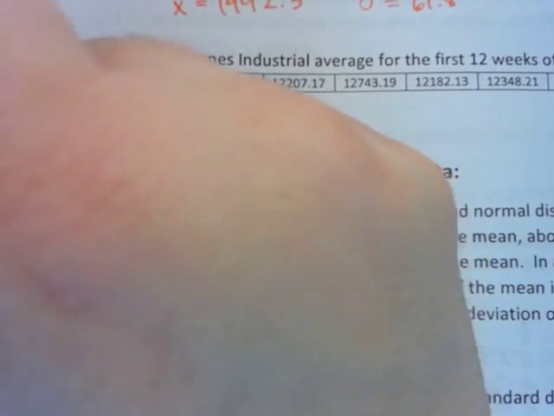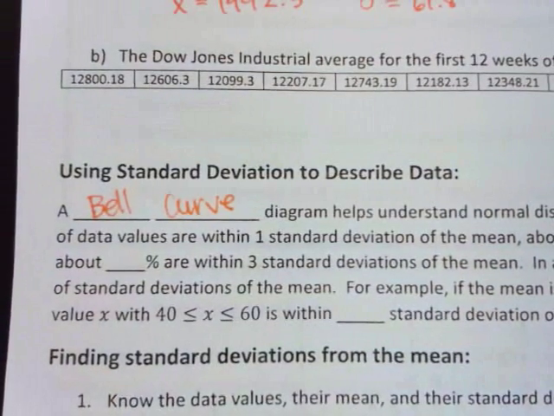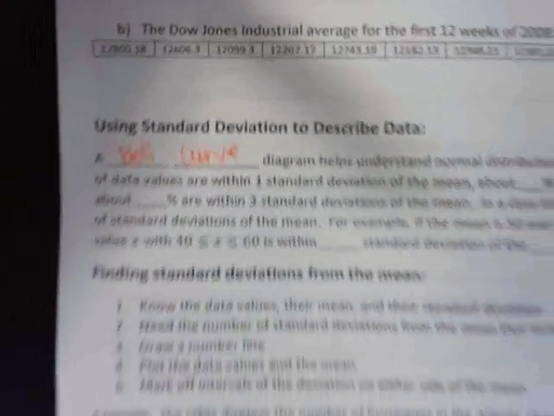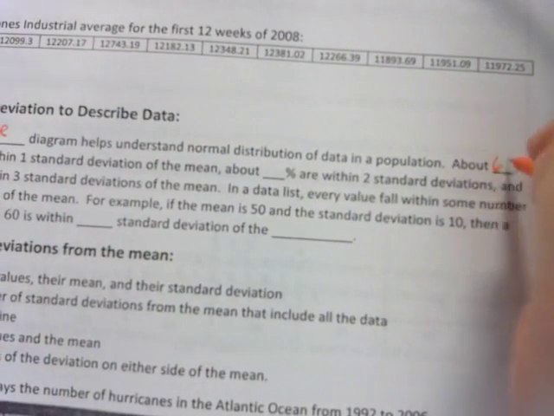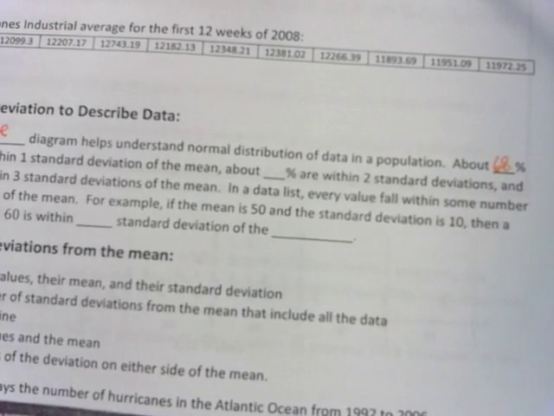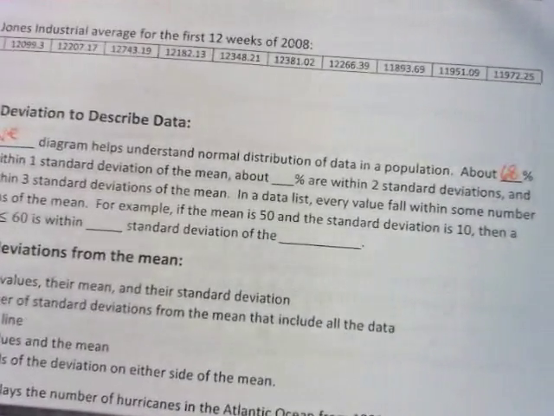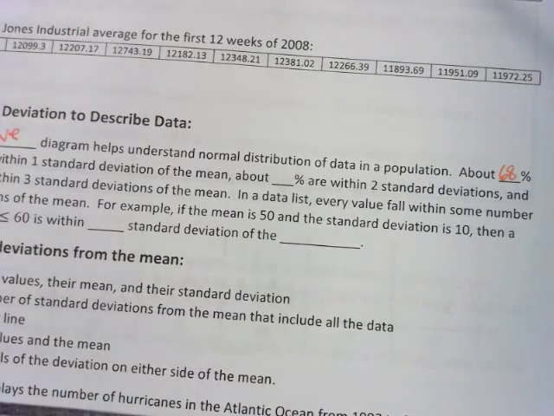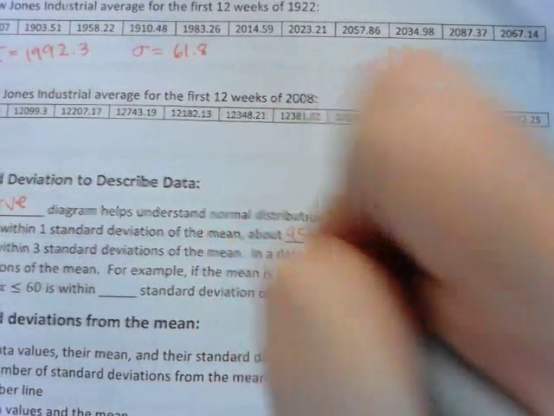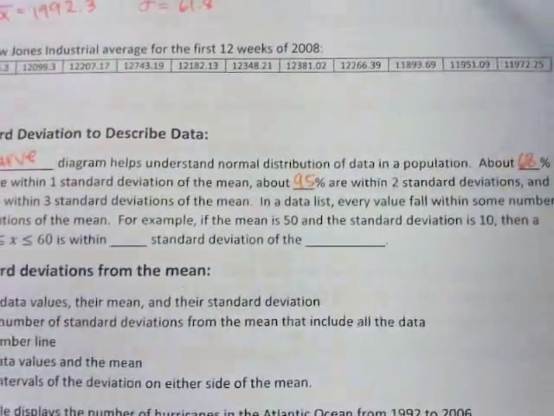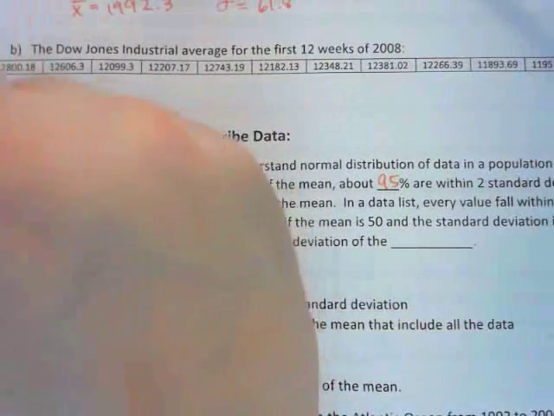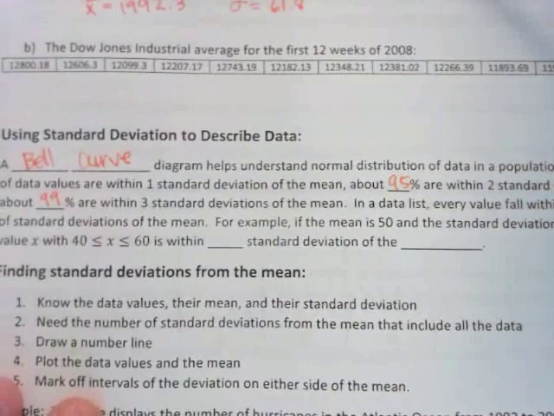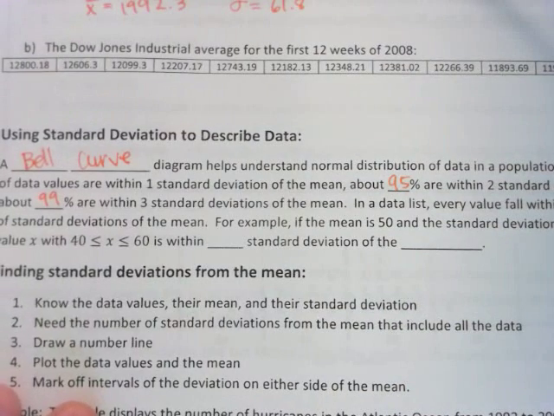Like we said at the very beginning, a bell curve diagram helps understand normal distribution of data in a population. About 68% of the data are within 1 standard deviation of the mean. About 95% are within 2 standard deviations. And about 99% are within 3. Bell curve, yeah.